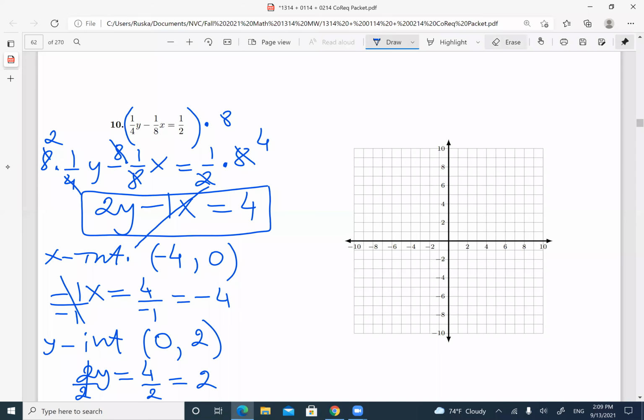And I'm gonna erase this way across the x and the y. So what I need to do now is just go to the x-axis of -4 and then go to the y-axis of 2 and then connect and make the straight line. Okay, make sure you continue both ways.